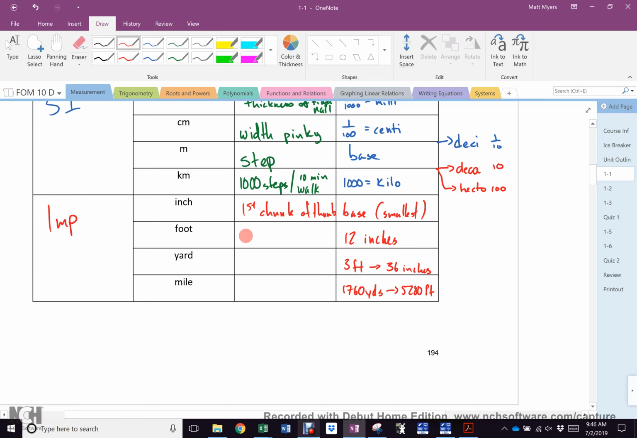A foot, duh, I use my foot. A yard, I use a step. And a mile is about 1,500 steps or about a 15-minute walk. 4 laps of the track. Nice. It is 4 laps of the track.